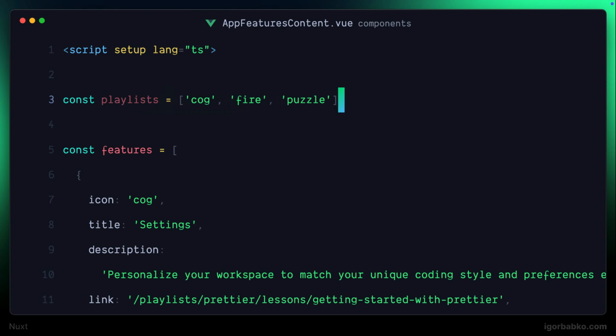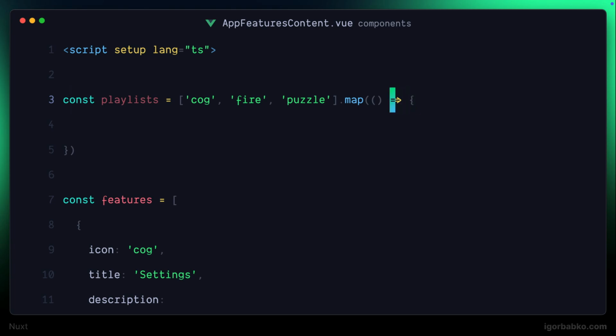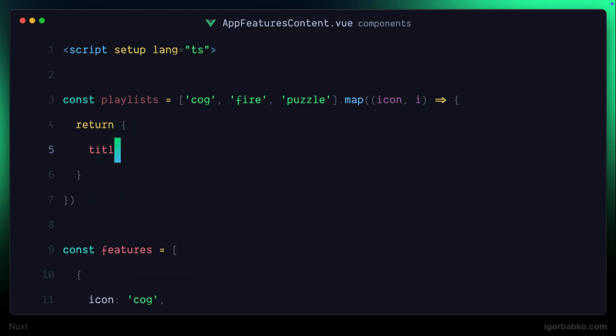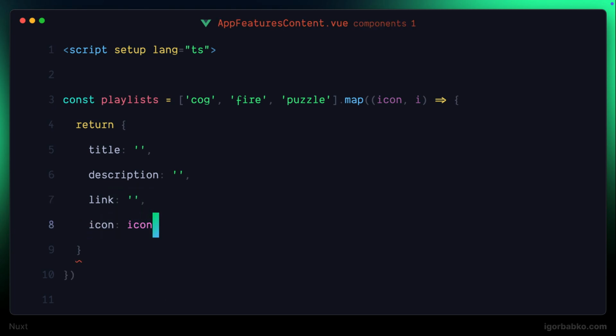I'm going to iterate over this list of icon names. On each loop iteration we're going to receive the icon name inside this icon variable, and the second argument will contain the index of this icon name from the array. And we're going to map each icon name into a feature object that is going to contain 4 properties: title, description, link, and icon. Right away we're using shorthand property notation to assign the icon variable to the icon property of this object.